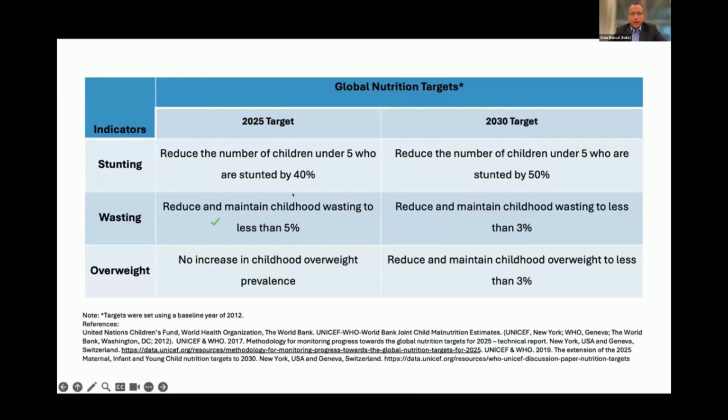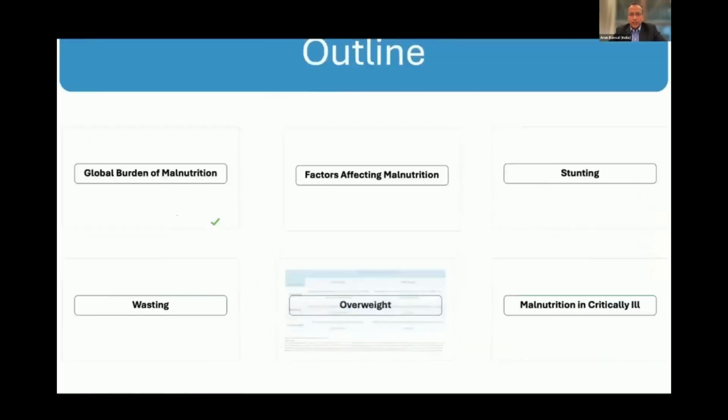And these are the global targets of 2025 by UNICEF and the World Health Organization, and 2020, that we have to decrease stunting by 50%, wasting by 3%, and overweight children should not be more than 3%. And we have to maintain this at this level. So these are the targets for those.